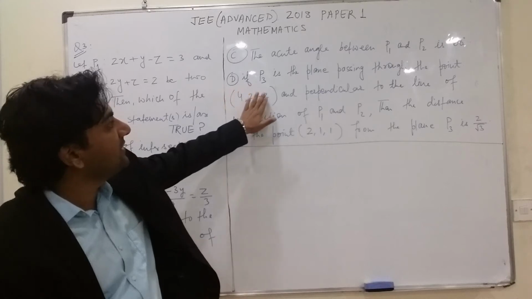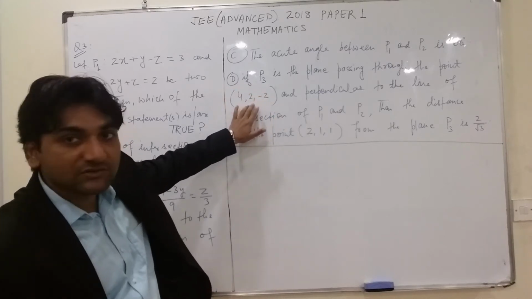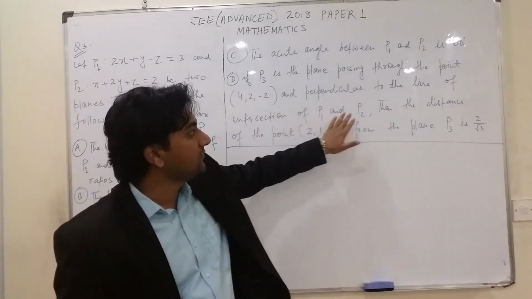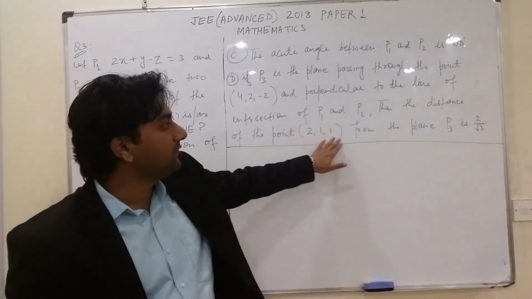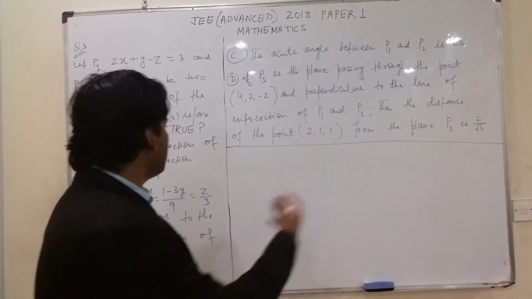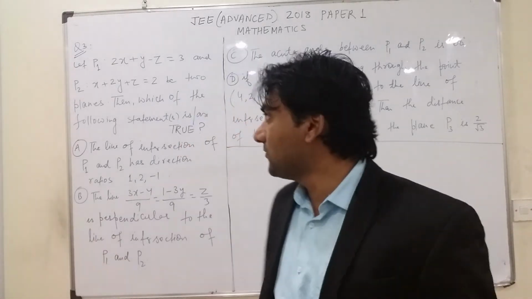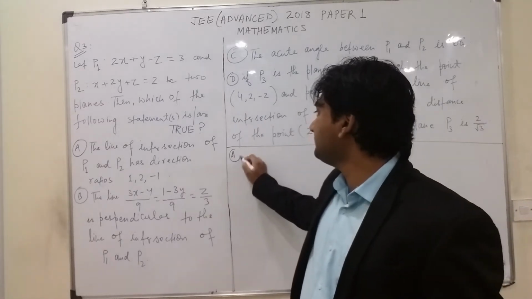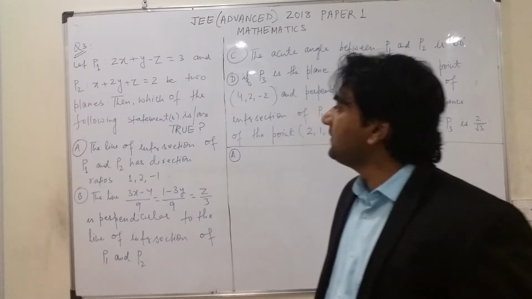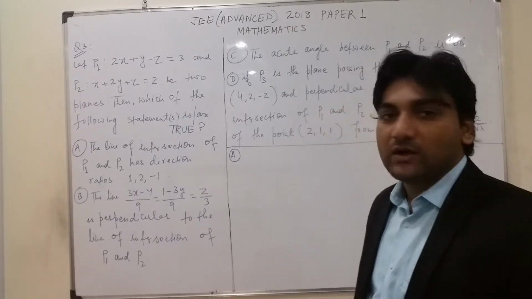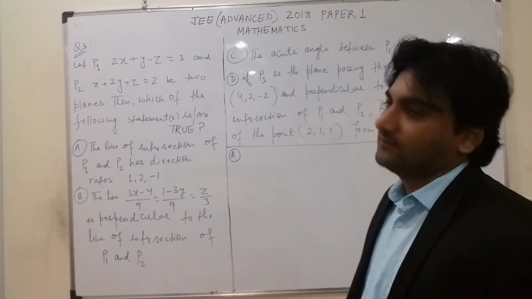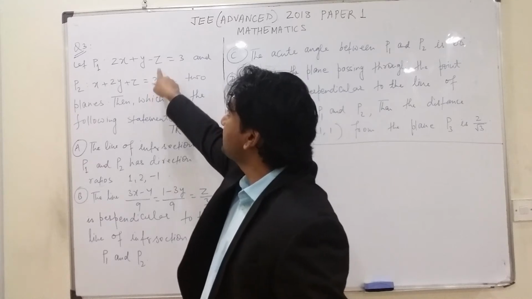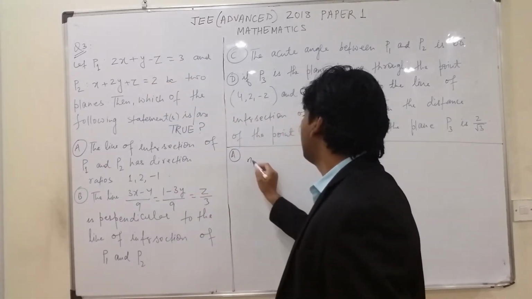And option D, if P3 is the plane passing through the point 4, 2, minus 2 and perpendicular to the line of intersection of planes P1 and P2, then the distance of the point 2, 1, 1 from the plane P3 is 2 over root 3. So again we have to select which one is true, which one is right. Okay, so first, option A. The line of intersection of P1 and P2 has direction ratios 1, 2, minus 1. That's good. So this is my first plane, this is my second plane. So what is the first normal? Normal 1.